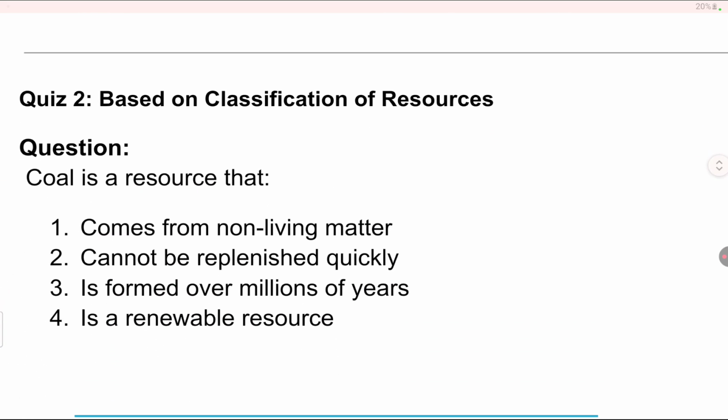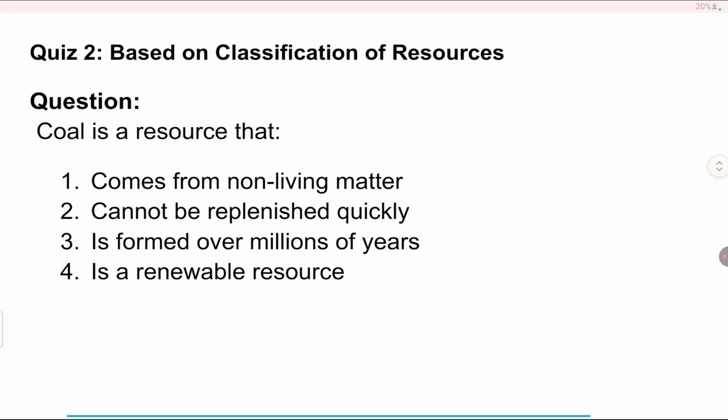Based on the classification of resources, coal is a resource that comes from non-living matter, cannot be replenished quickly, is formed over millions of years, is a renewable resource. Find out the correct answer. There may be more than one option.